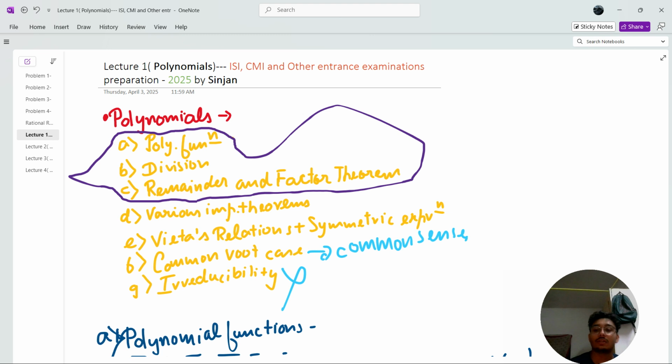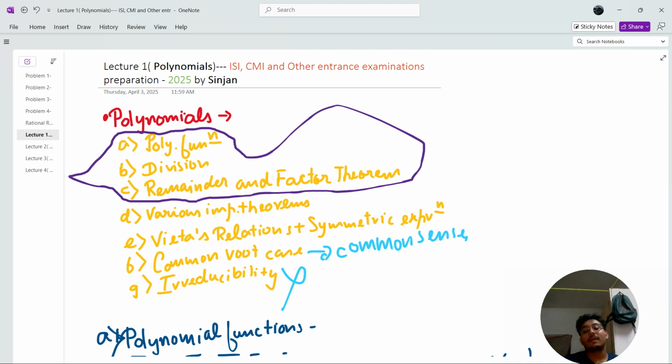I taught you division, then came to important factors, then important theorems. One is the remainder theorem, another is the factor theorem, on which we practiced a good amount of questions, 3 to 4 rounds, and I also have a worksheet in the description box. Do see it in the description box down below.